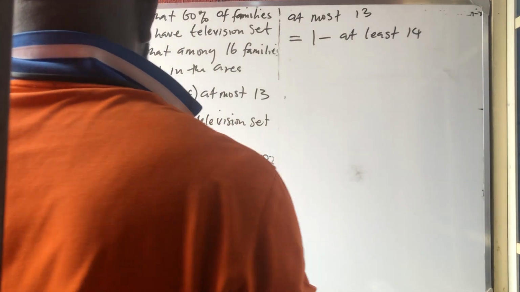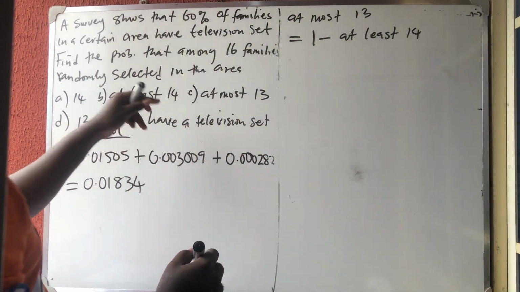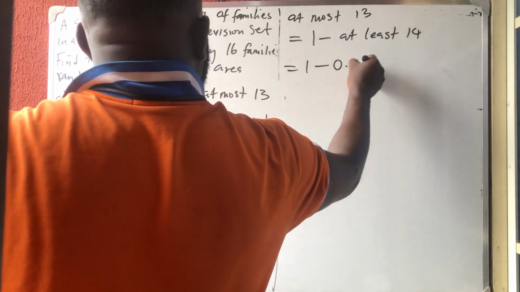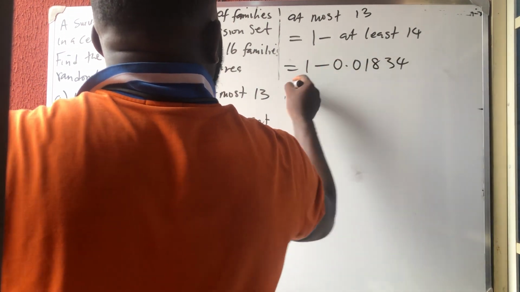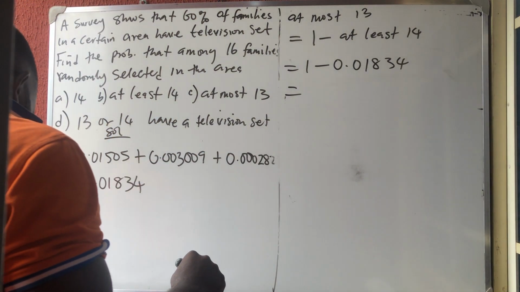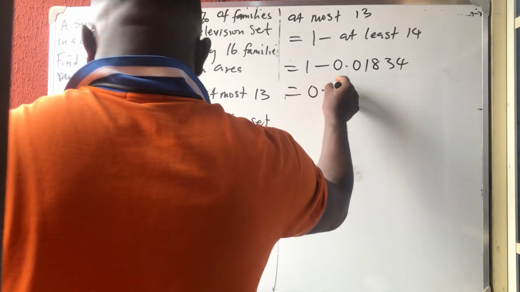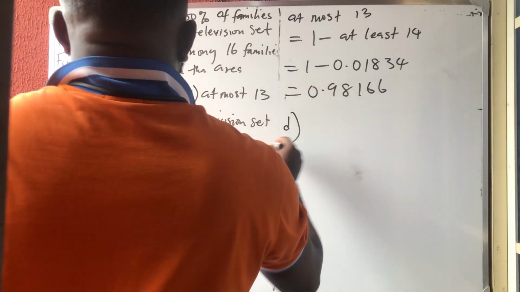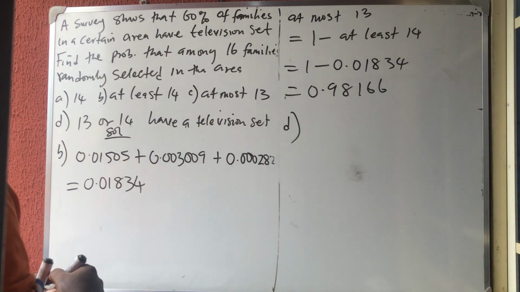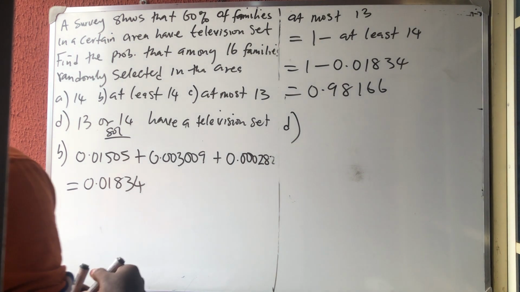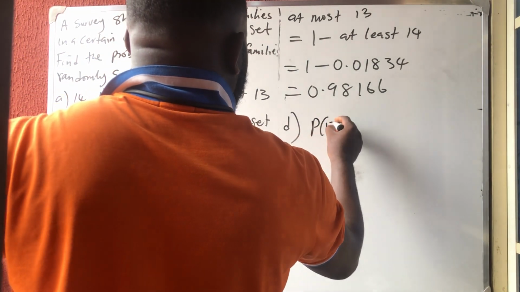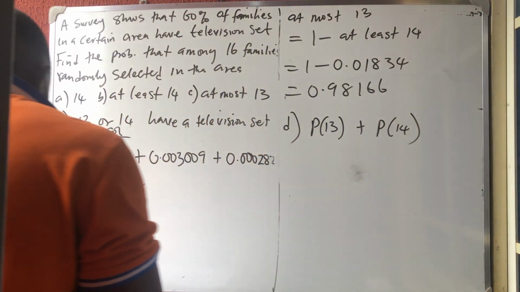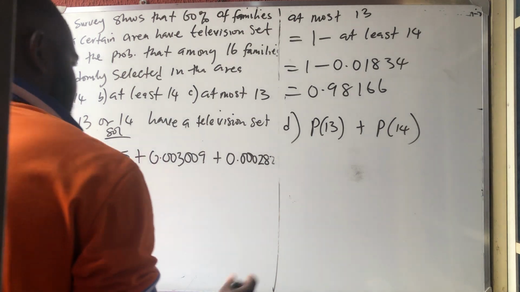So have we gotten at least 14? Yes, we got at least 14. So my answer will now be 1 minus this thing we got, 0.01834, which will give you 0.98166. Then number D said 13 or 14. 13 or 14 means probability of 13 plus probability of 14. So probability of 13 and probability of 14, what do you do?